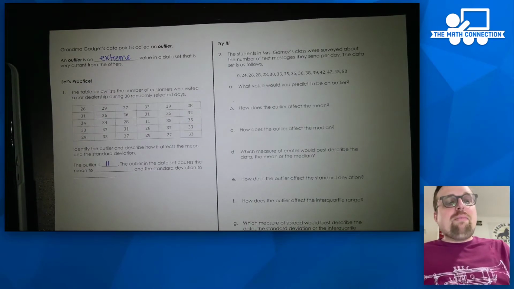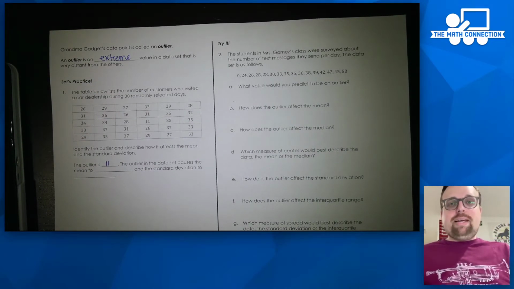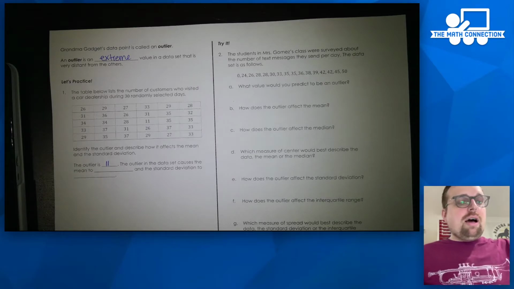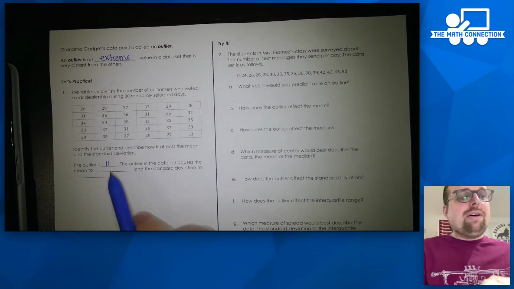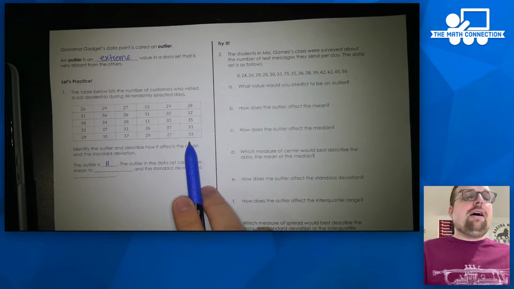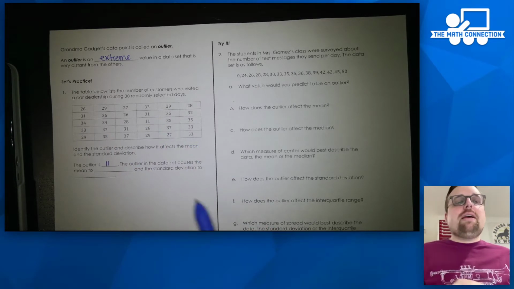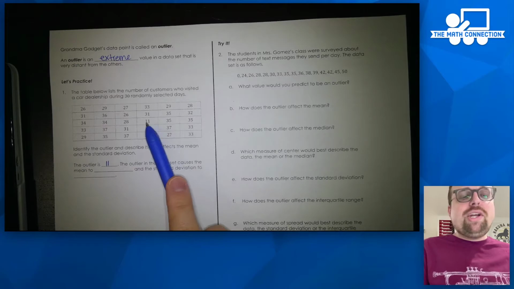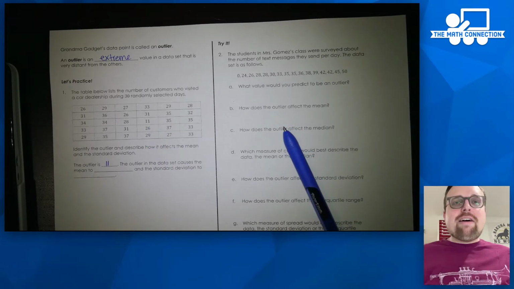And let's describe what happens to the average, the mean, and what happens to the standard deviation. Well, since this value is so much smaller than the rest of these, if you were to remove this, then the average would be high, okay? Somewhere in the 30s or something. When you add this in, it brings the average down.